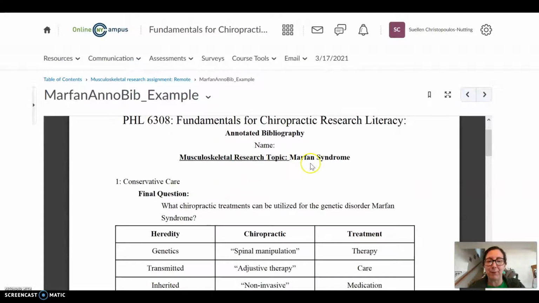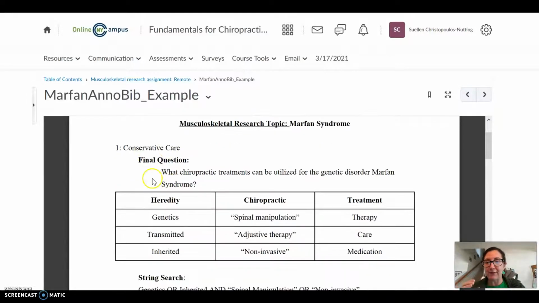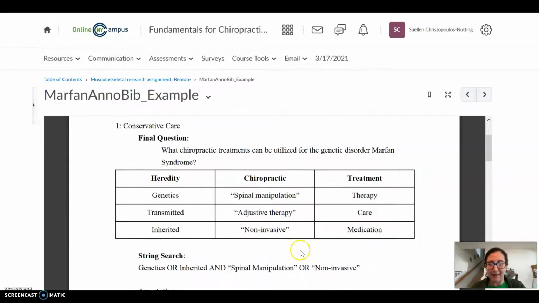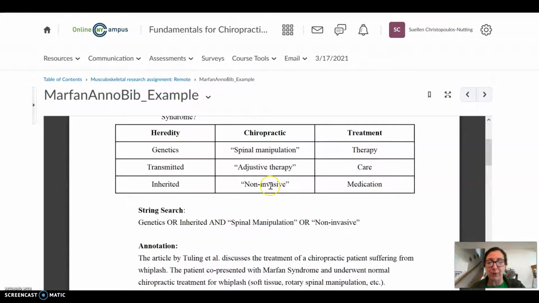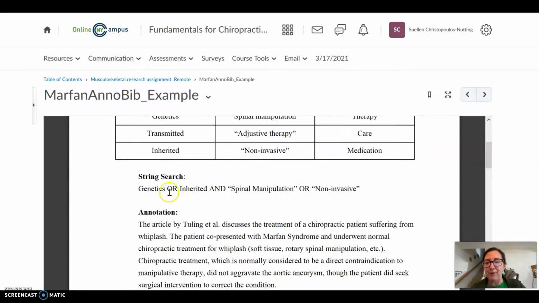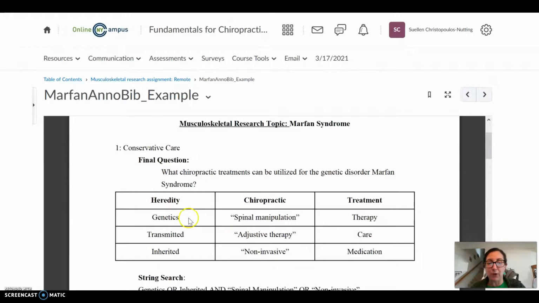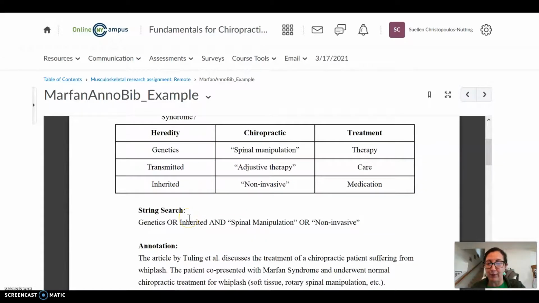And here the topic was Marfan syndrome. So you can see, number 1, our first research area was conservative care, right? And so here is the final question. And then you see the final concept block. Make sure you use quotes appropriately. You don't just put them in for one word, but that they're actually used as phrases. You can see here's the search string. So again, these things come right from the worksheets that we've been working on.